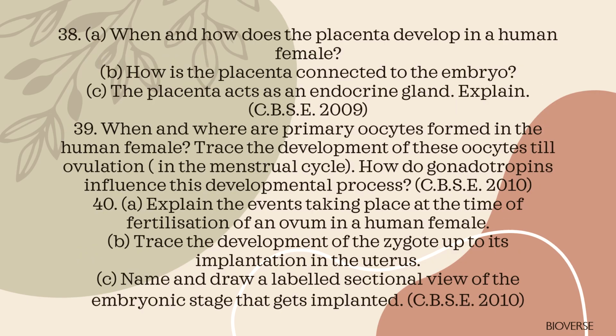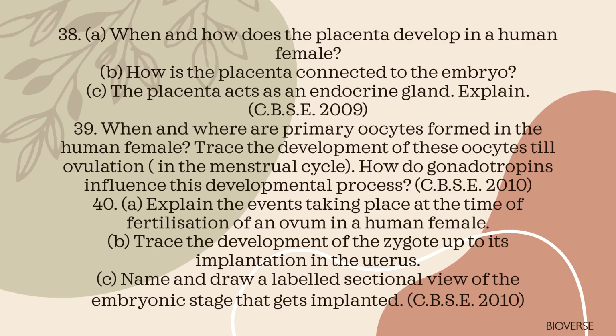Question 38. A. When and how does the placenta develop in a human female? B. How is the placenta connected to the embryo? C. The placenta acts as an endocrine gland. Explain. Answer. A. The placenta begins to develop soon after implantation of the blastocyst in the uterine wall.